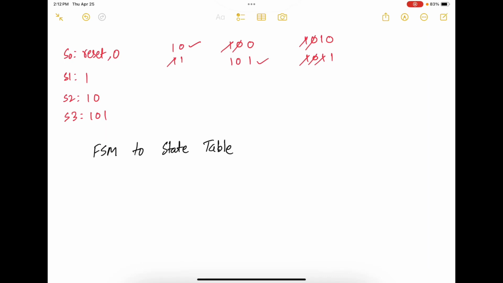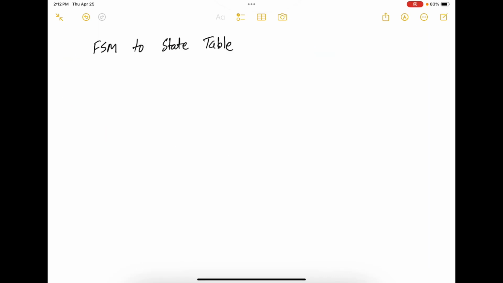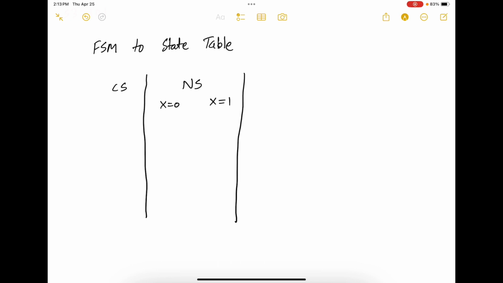Let's now try to convert the FSM into a state table. So your state table is going to look as follows. It's similar to your Moore state table with a slight difference. You have current state, you have next state when x is 0 and x is 1, and then you have output z when x is 0 and x is 1.